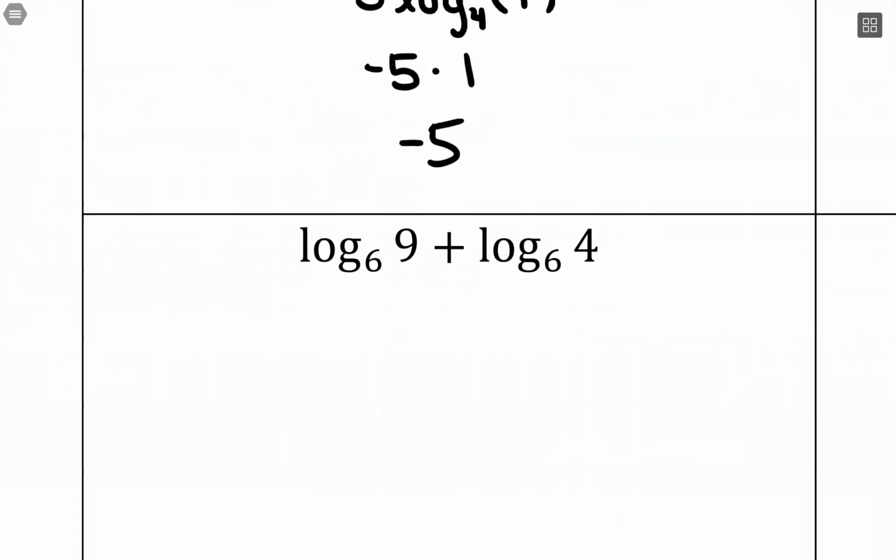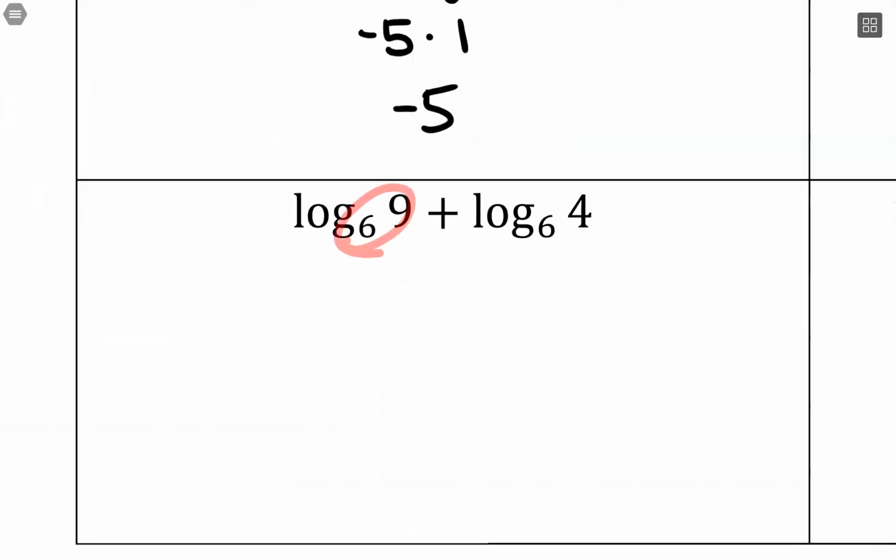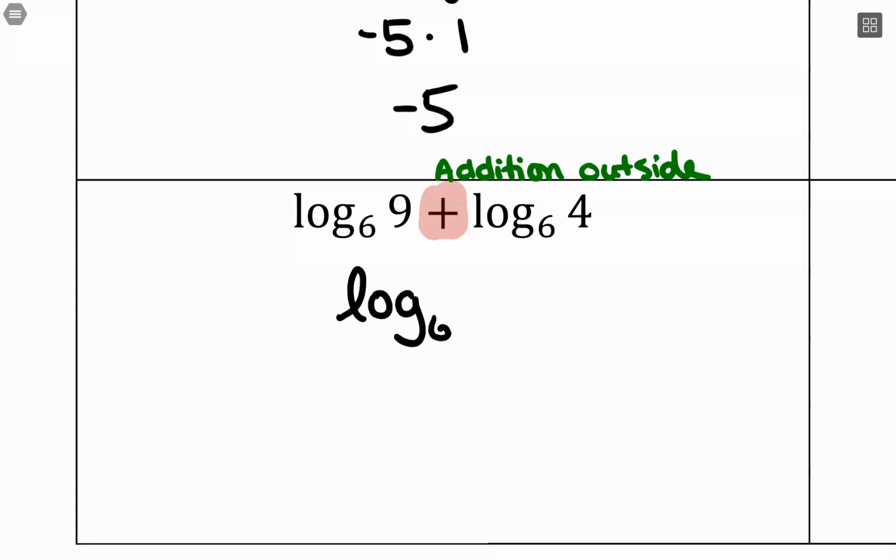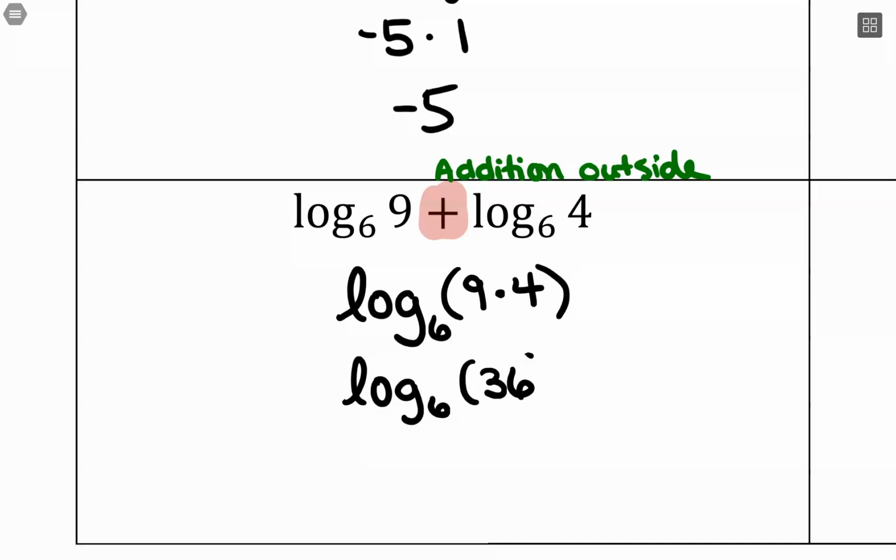All right, this next one here. Again, if I tried to evaluate these, I get stuck. So what I want to do is recognize that I have addition between two logarithms. So we have addition outside the logarithms. So what that means is I can combine them into a single logarithm. So we're going to have logarithm, keep that base of 6, and then because it's addition, we're going to multiply. So we have 9 times 4, which means we have logarithm base 6 of 36. And I just need to think 6 to what exponent would give us 36, and we would need an exponent of 2.